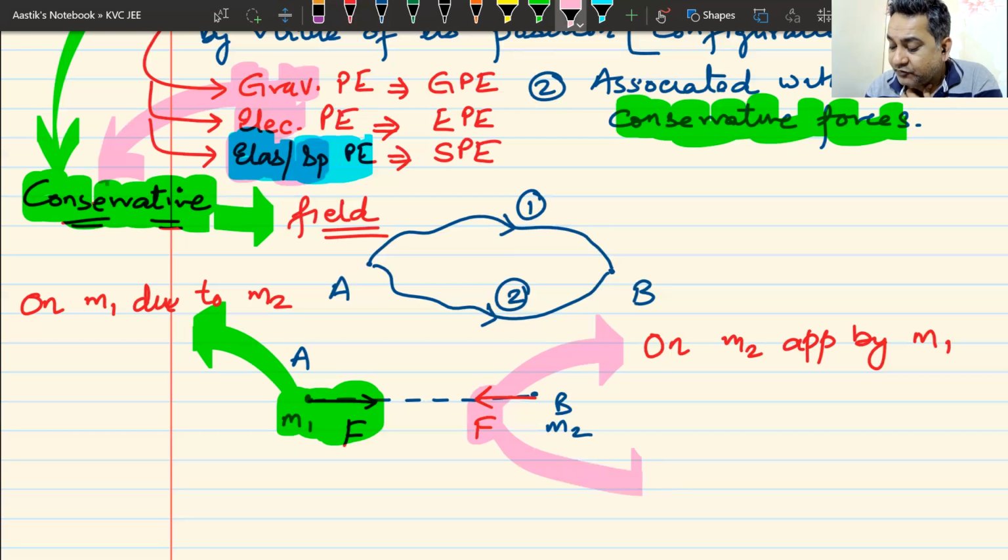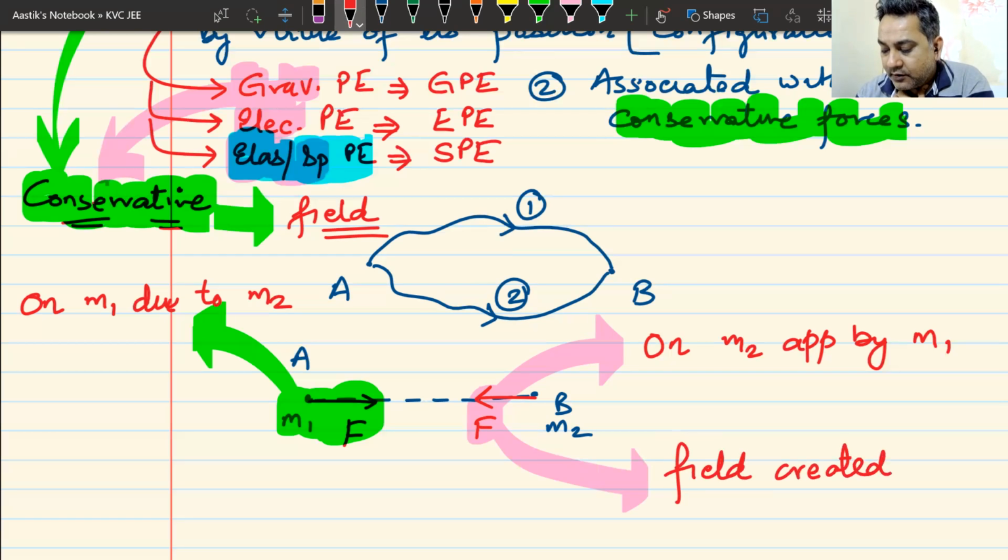So this F comes from the field, which is the gravitational field created by M1. Am I audible and visible to all of you? Can you understand what I am writing here? Block M1 creates gravitational field. Block M2 experiences gravitational force. So whatever M2 is experiencing is because of the field created by M1.